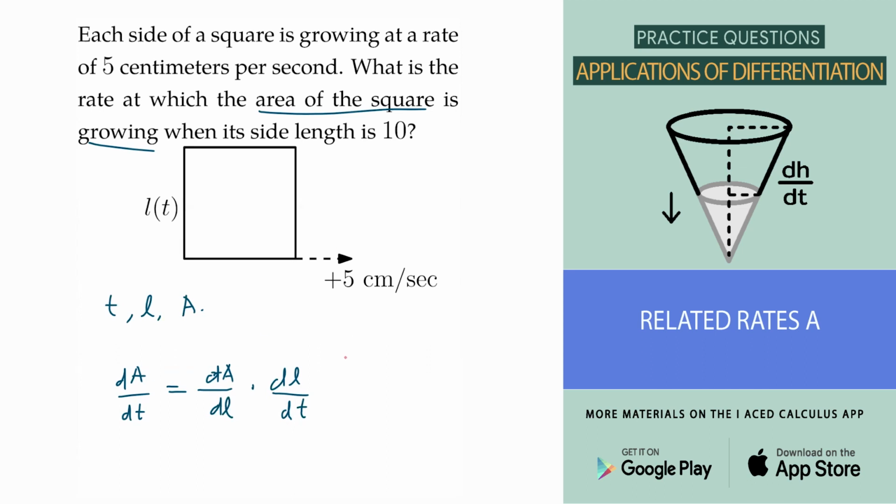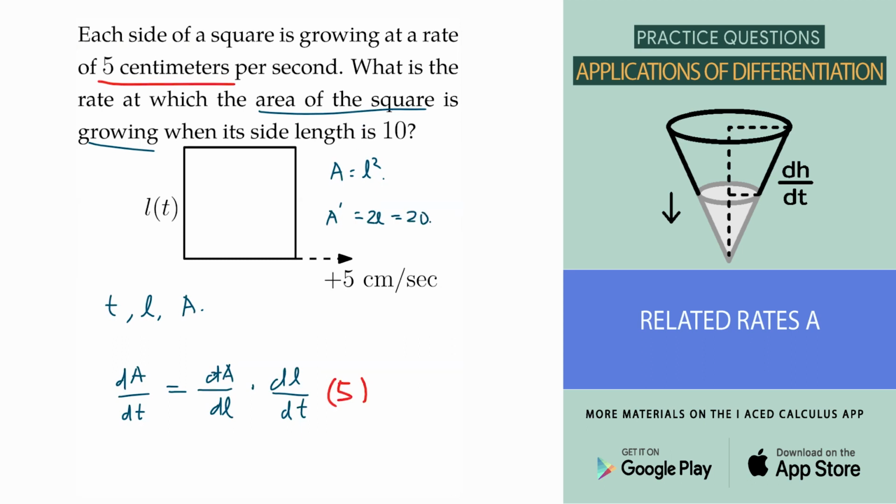Let's start by noting that dL over dt is clearly given to be 5. So let's just write that in. dA over dL is a lot more interesting. We have that A as a function of L is just L squared. This means if I take the derivative of A with respect to L, then A prime or dA over dL is just 2L. Because L is given to be 10, this is just 2 times 10, which is 20.